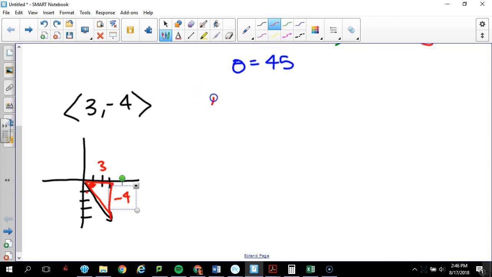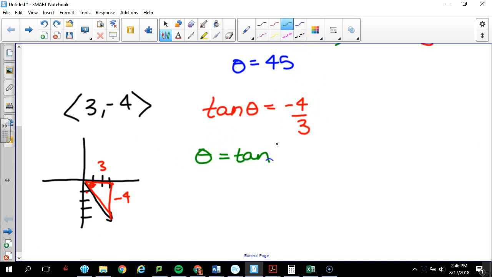So what I have here, same thing, tangent, because it's opposite over adjacent. Here's my opposite, here's my adjacent, negative 4 over 3. So that gets me theta equals tangent inverse, negative 4 over 3. So when I take that and I put that into my calculator, tangent inverse negative 4 over 3, I'm going to get negative 53.13 degrees.